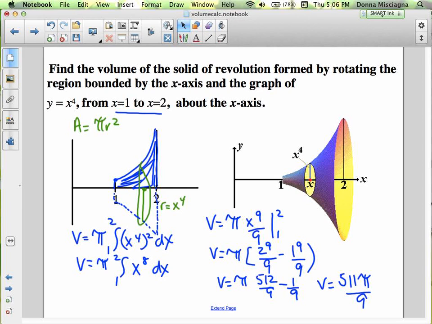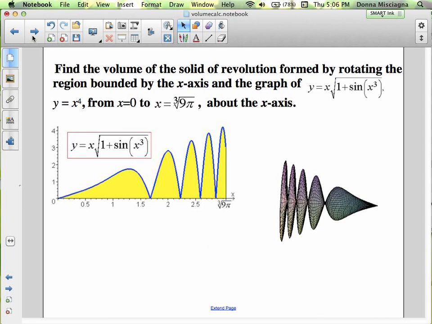Let's look at something a little bit more complicated, at least in terms of, well, actually the figure's pretty complicated. Look at that interesting thing. It's kind of like maybe a globe and a light, or a crystal hanging from a chandelier. So this is the function x times 1 plus sine x cubed, that's being revolved around this horizontal axis here.